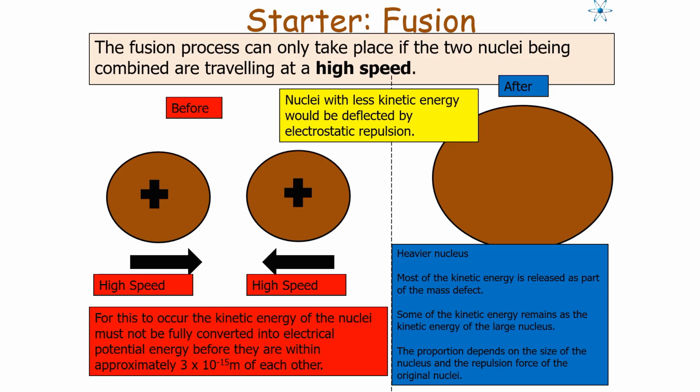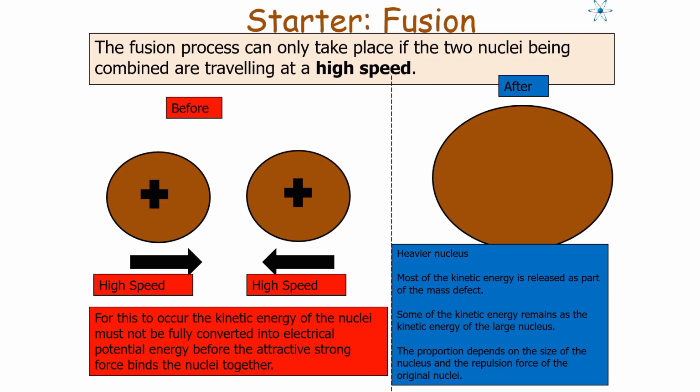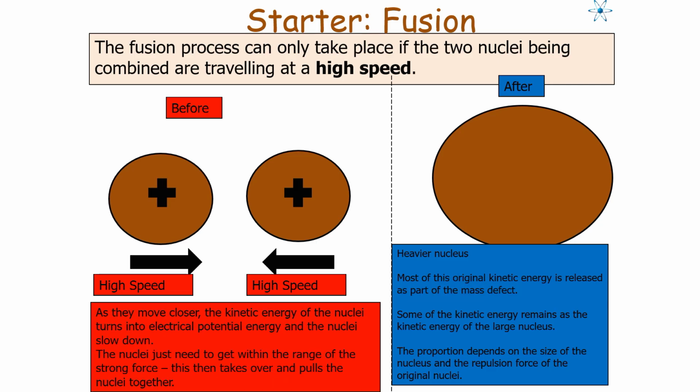Why is it going to be that particular range? Well, at that particular range the attractive strong force can take hold, and it can attract the two nuclei together and bind them to form one nucleus. So the nuclei just need to get within the range of the strong interaction. This then takes over and pulls the nuclei together.